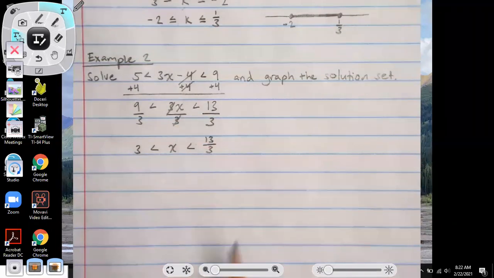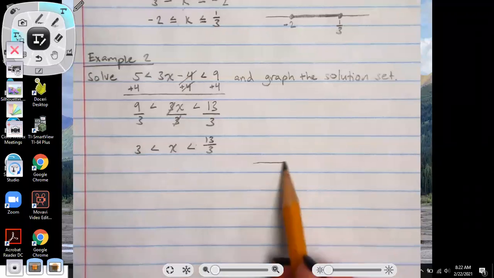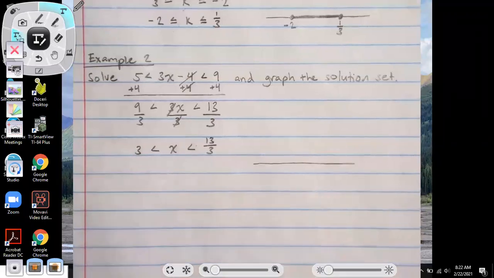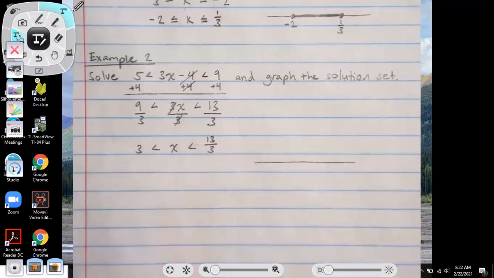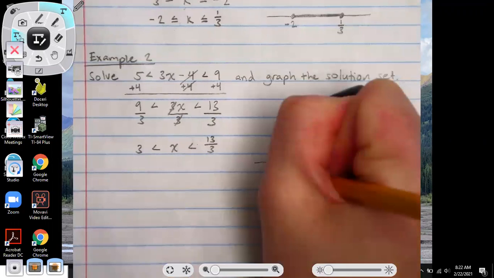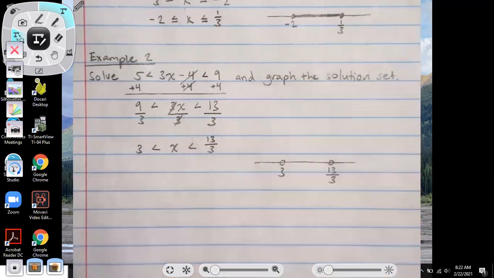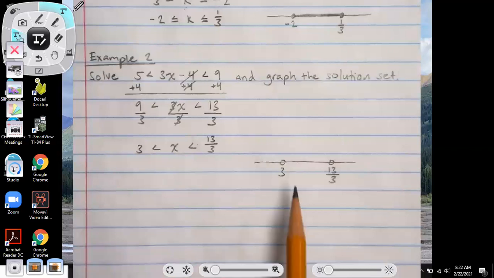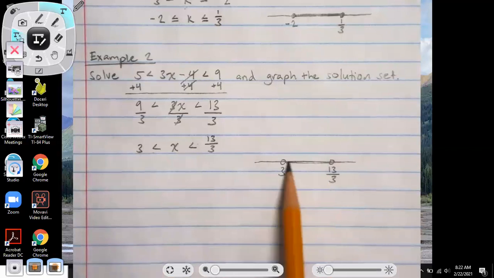So let's graph this on a number line. We're going to have points at 3 and 13 over 3. And since these are strictly less than symbols, there's no or equal to line underneath them. That means we're using open circles at both 3 and 13 over 3. Open circle at 3, open circle at 13 over 3. And then we're always going to shade the line in between.